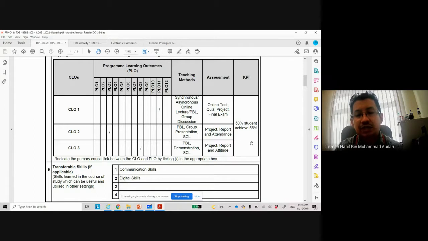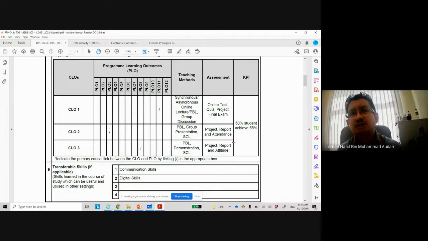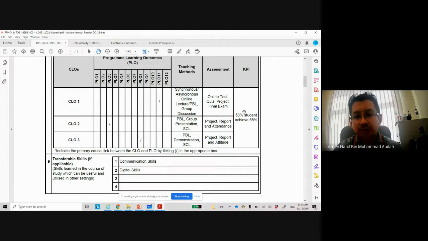Dan KPI, so this is our KPI from the perspective of the lecture. We hope that at least separuh daripada pelajar dalam kelas mencapai markah 55% ke atas. Means that kita mengharapkan sekurang-kurangnya 50% daripada total pelajar mencapai markah 55%. So ini kita punya target. Okay. So I hope that I can help you to achieve more than 55%. 55% is a C+. So saya harap, saya menginginkan semua pelajar mendapat A, insyaAllah, tidak ada masalah.